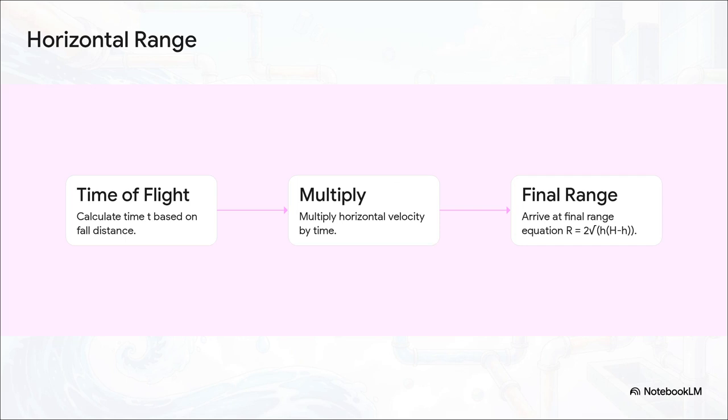Once the water leaves the hole, it traces a parabolic path, just like tossing a baseball horizontally. First, you find the time of flight based on how far it has to drop. Then, you multiply your horizontal velocity by that time, and boom, you get your range, R. It equals 2 times the square root of h times (H minus h). Oh, and here's a massive pro tip to keep in your back pocket. That horizontal range hits its absolute maximum when the hole is punched exactly halfway down the tank.